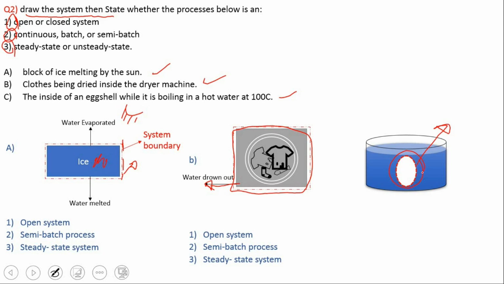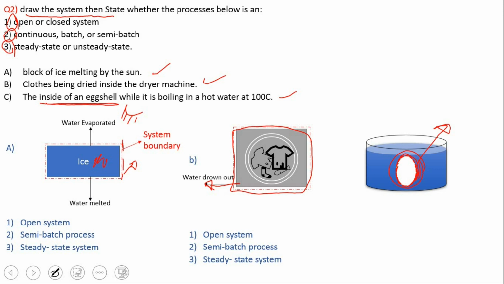Realize that I didn't put the water in the system boundary. This is our system because we are analyzing and accounting for what is inside the system, the inside of an eggshell. It doesn't matter what is happening outside.